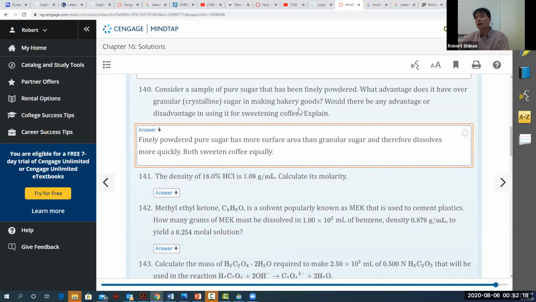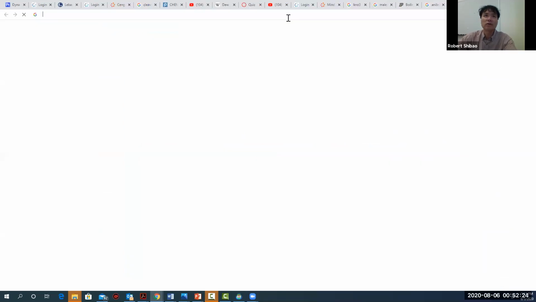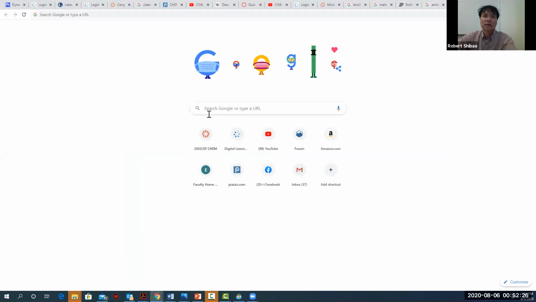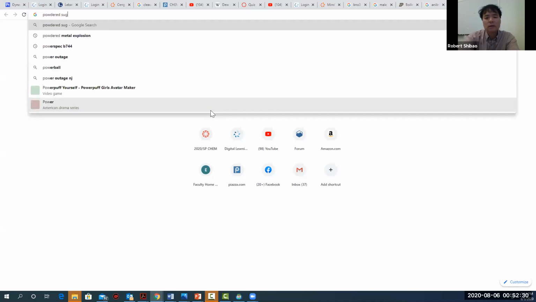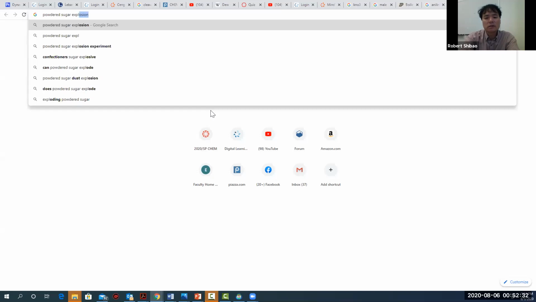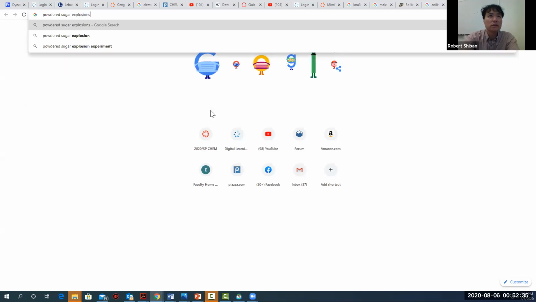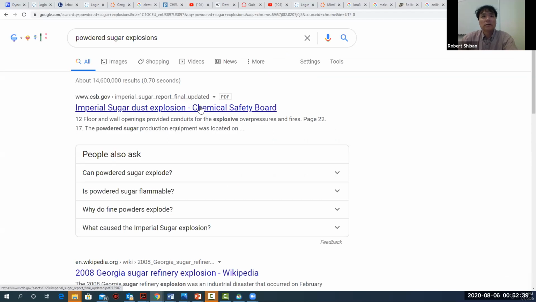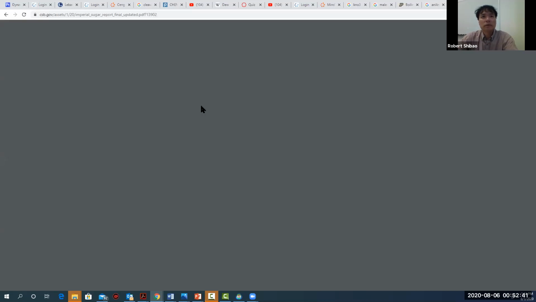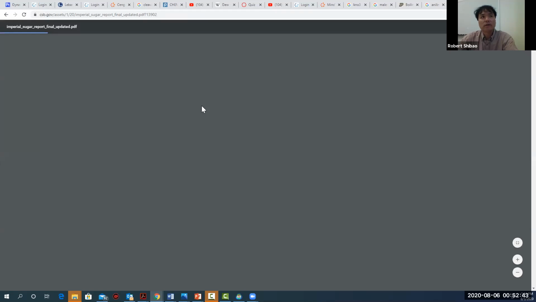Powdered sugar results in explosions. I mean, we had that explosion with ammonium nitrate, but you gotta watch out for powdered sugar and powdered flour. Powdered sugar explosions have killed people because sugar is a good fuel and oxygen in air is a good oxidizer. And so let's take a look. Imperial sugar dust explosion. So this is powdered sugar dust.